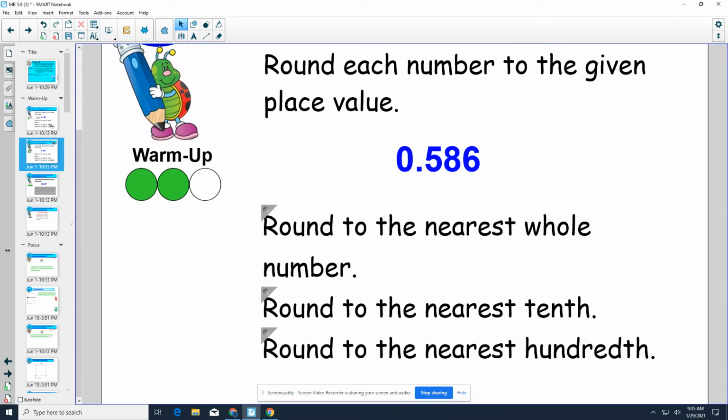Same thing: whole number, tenth, hundredths, so make sure you pay close attention to that. Okay, in this one, the whole number is 0. The 5 tells it to go up, so the nearest whole number would be 1. The next one, to the nearest tenth, the 8 tells the 5 to go up, so it becomes 6/10, and the rest of that would drop off. And then same thing for the hundredths. I go to the hundredths place. The 6 tells me to round up, so I round up to the next hundredth, 59 hundredths.